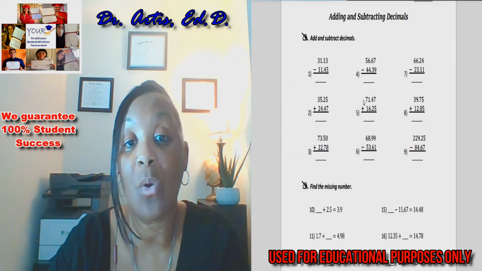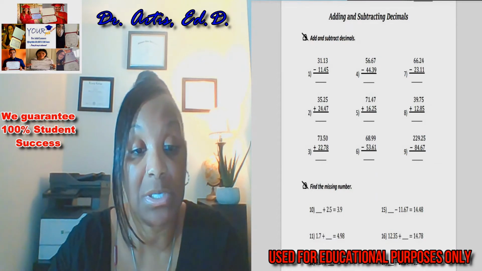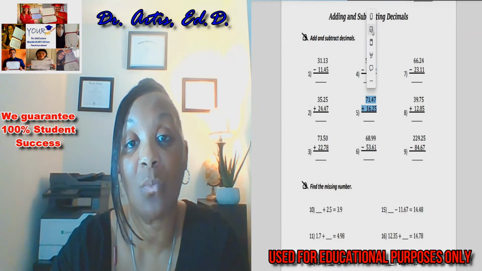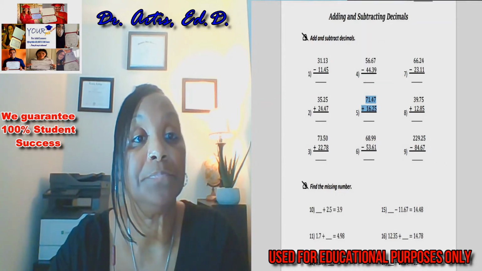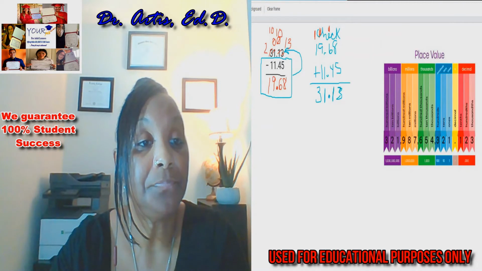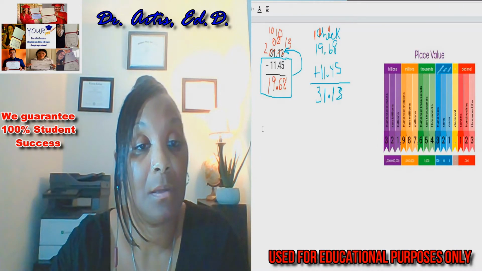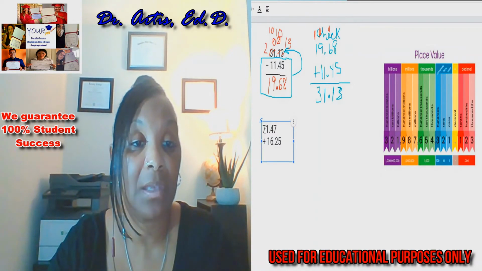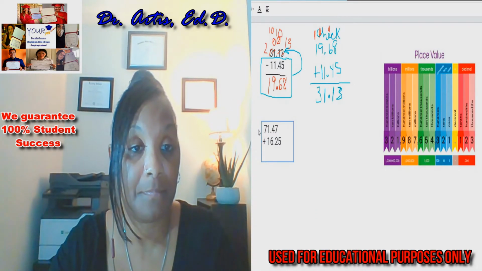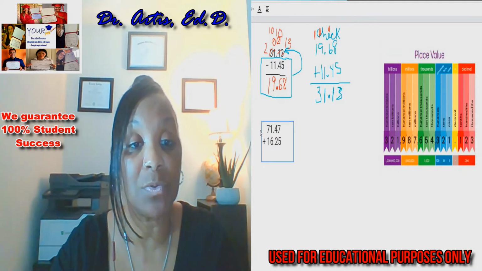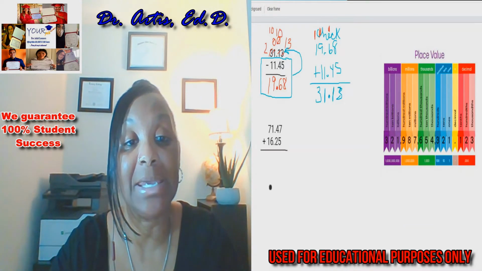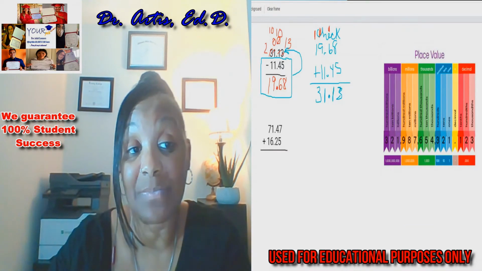Okay? Now we're going to look at adding decimals. So I'm going to copy this problem here and carry it to the whiteboard. Okay, let me paste it. I'm aligning my decimals because your decimals must be aligned, and that's very important. And I'm going to draw my line here. So now we're adding decimals together.